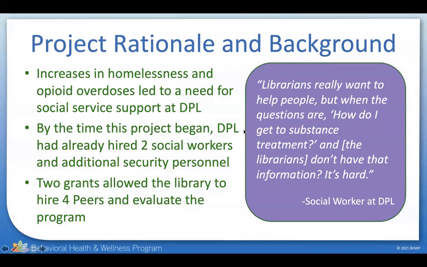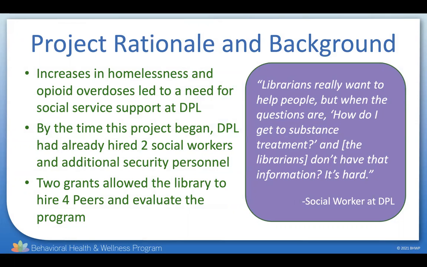Okay, so the It Takes a Library project, as it was called, really stemmed from a pressing need that the Denver Public Library and its staff were experiencing. There was a great increase in homelessness in Denver around this time and in the downtown Denver area. This was a few years ago. And the library had increasingly become a safe space, a public refuge, if you will.